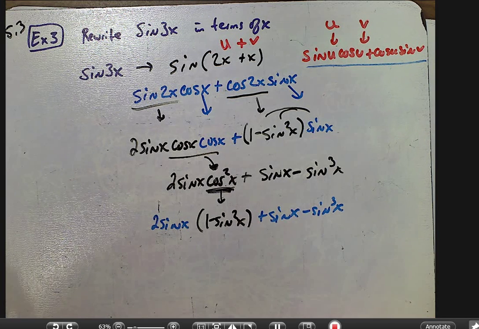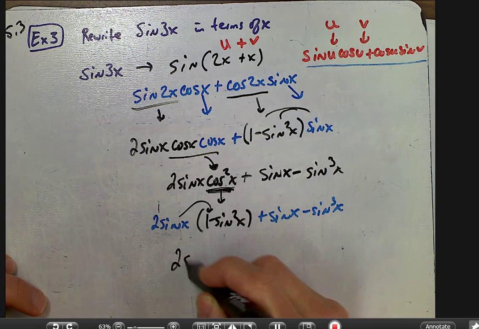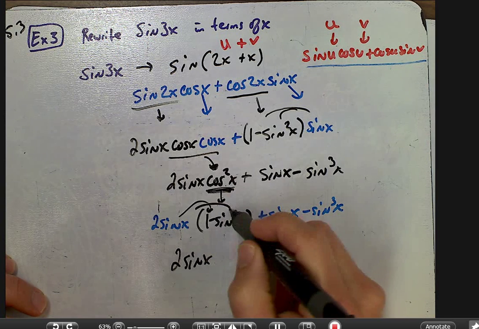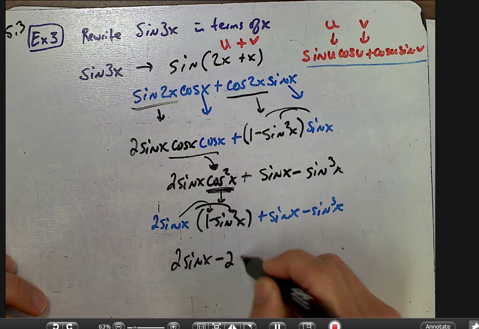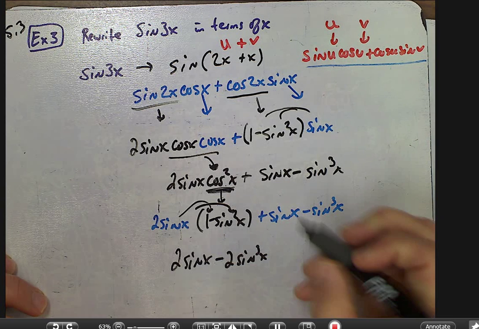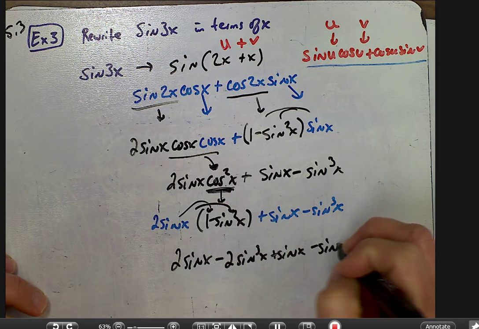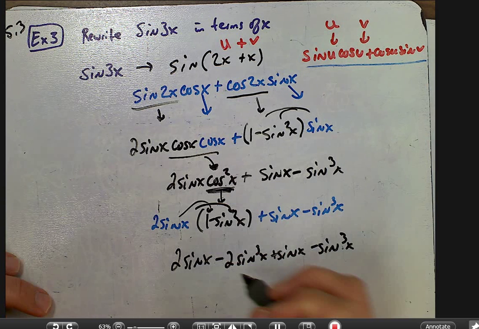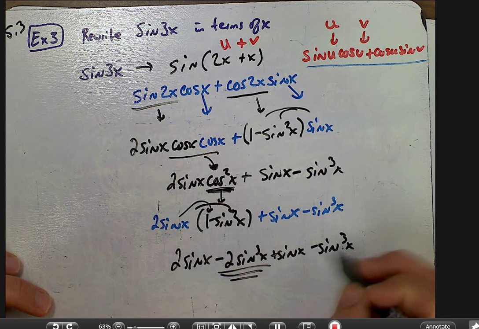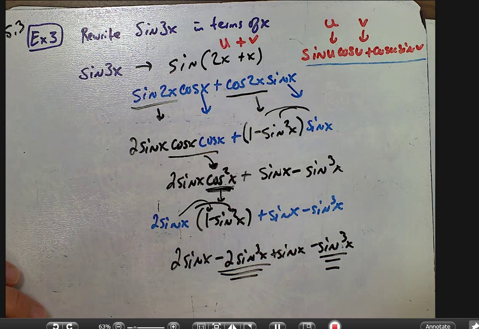Now I'll do distributive property. That makes 2 sine x. That makes minus 2 sine cubed x plus sine x minus sine cubed x. Like terms. These are sine cubes. So that would be negative 2.